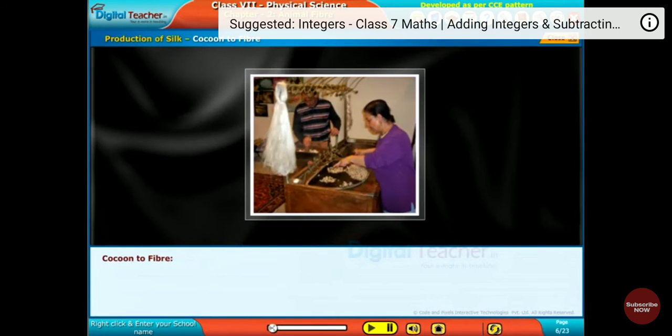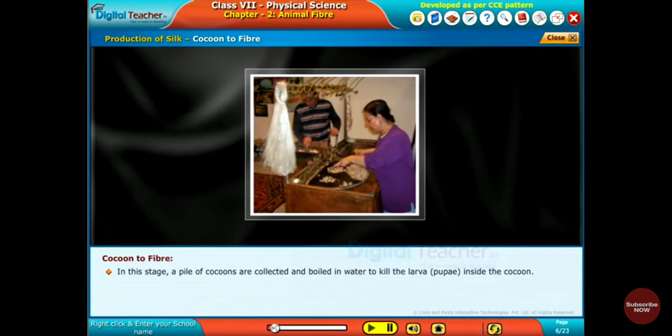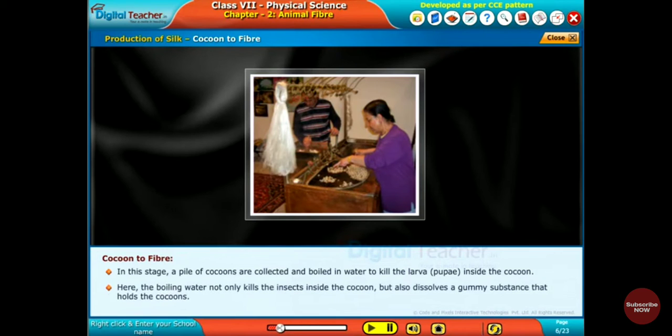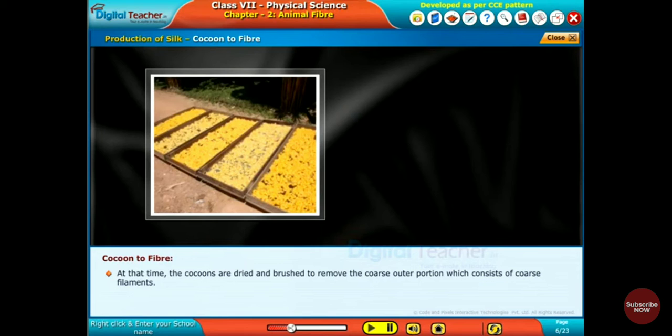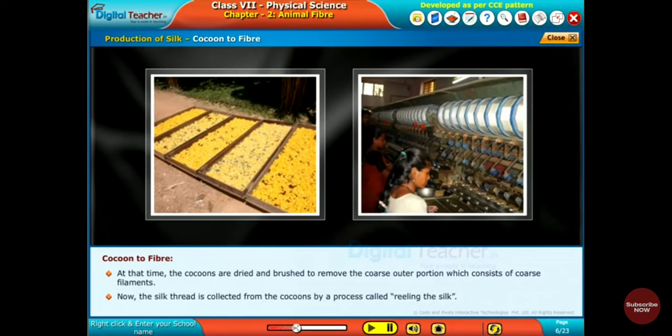Cocoon to fiber. In this stage, a pile of cocoons are collected and boiled in water to kill the larva or pupae inside the cocoon. Here the boiling water not only kills the insects inside the cocoon, but also dissolves a gummy substance that holds the cocoons. At that time, the cocoons are dried and brushed to remove the outer portion, which consists of filaments. Now, the silk thread is collected from the cocoons by a process called reeling the silk.